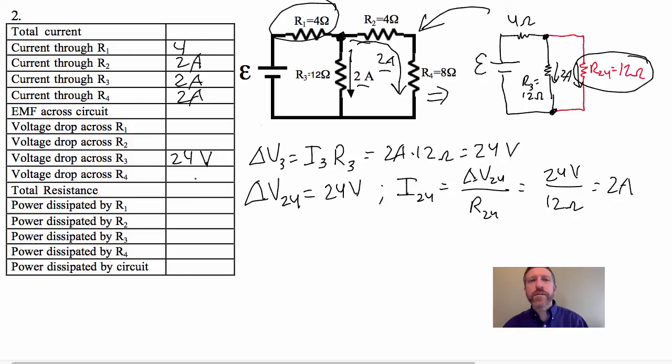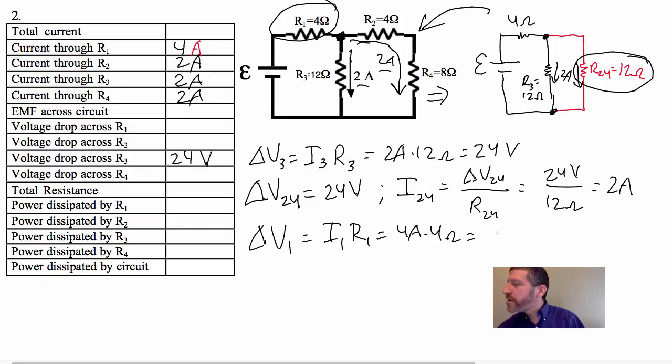All I've got to do is add up the voltage drops, starting with R1. Delta V across R1 is equal to I1, which we already figured is 4 amps, times R1, which is 4 ohms. That is 16 volts. Delta V across R1, 16 volts. What's delta V across this one? We already have that. It's 24 volts. So what's the total EMF across that? It's just the sum of those two. The voltage drops add. That is 16 plus 24. EMF across the circuit is 40 volts.